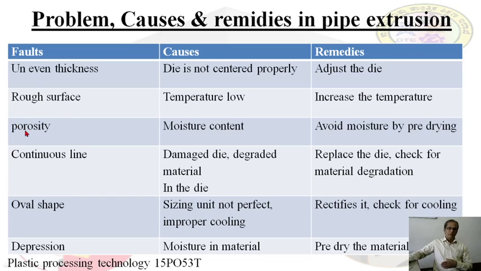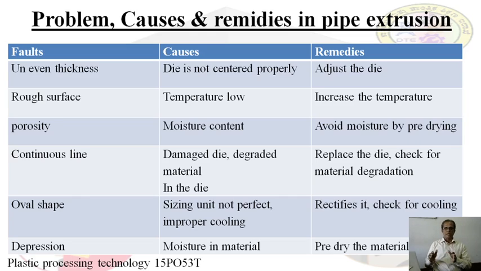Third, there are chances of a problem called porosity. Porosity is because of the moisture present in the raw material. So what you have to do? If there is moisture, we have to pre-dry this material, so that we can overcome this problem. Avoid moisture by pre-drying. Pre-drying is nothing but drying the material before we process it.